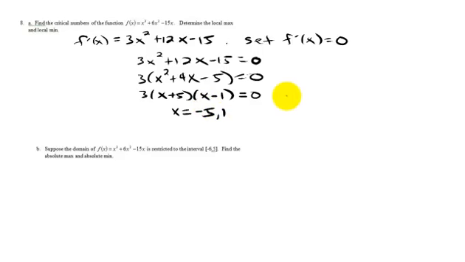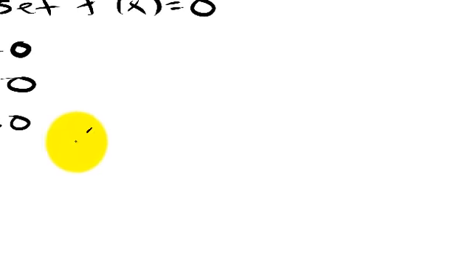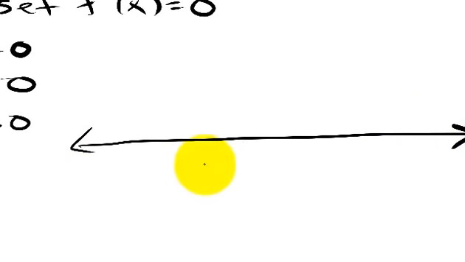To determine whether they are local max and min, we draw our number line, plot the points, and pick a point in each region to determine whether it is positive or negative. So let's pick, say, 2. Let me put this into the first derivative. When I plug in 2, I get 21, which is positive.